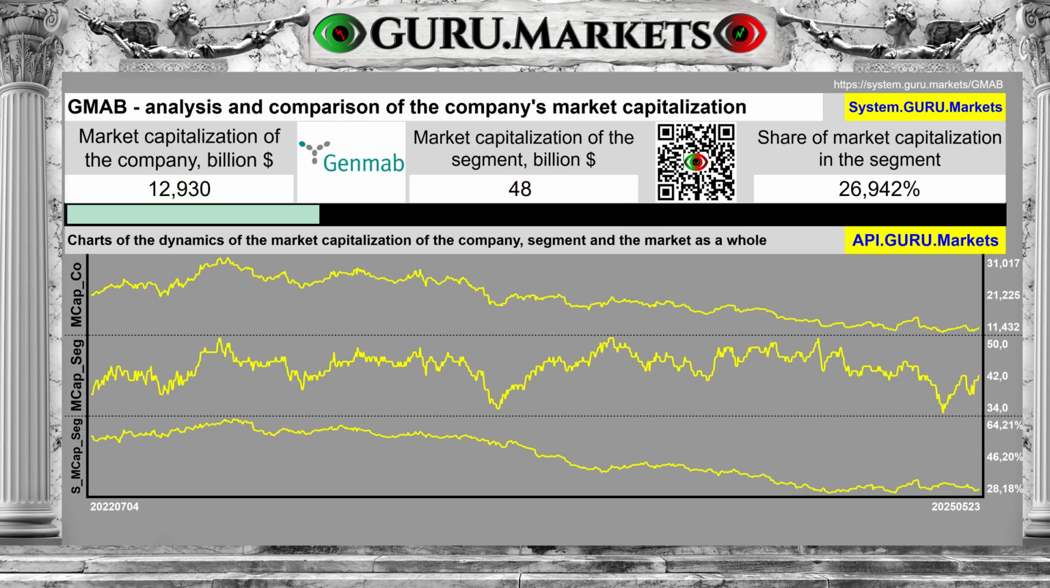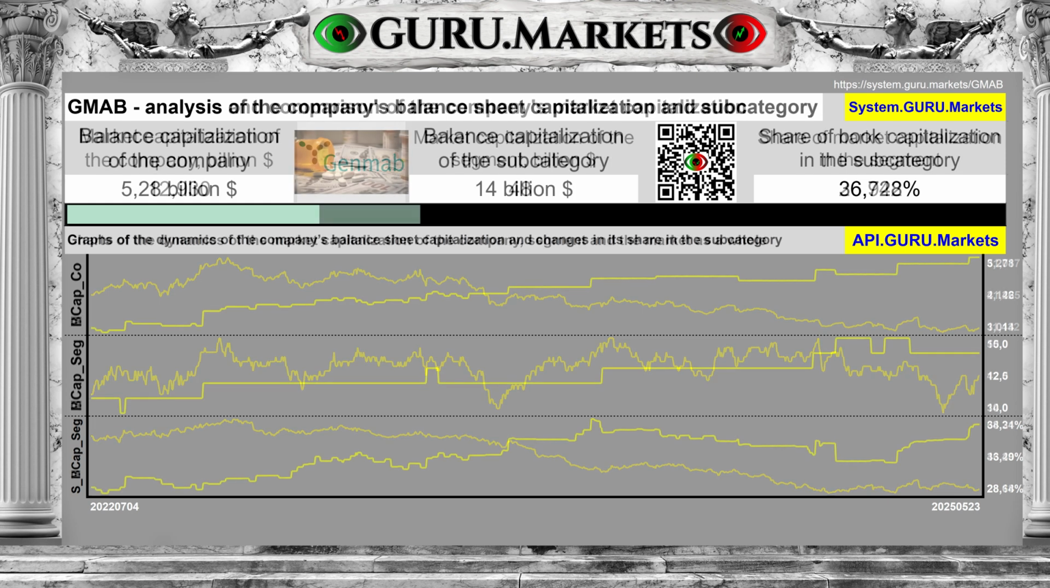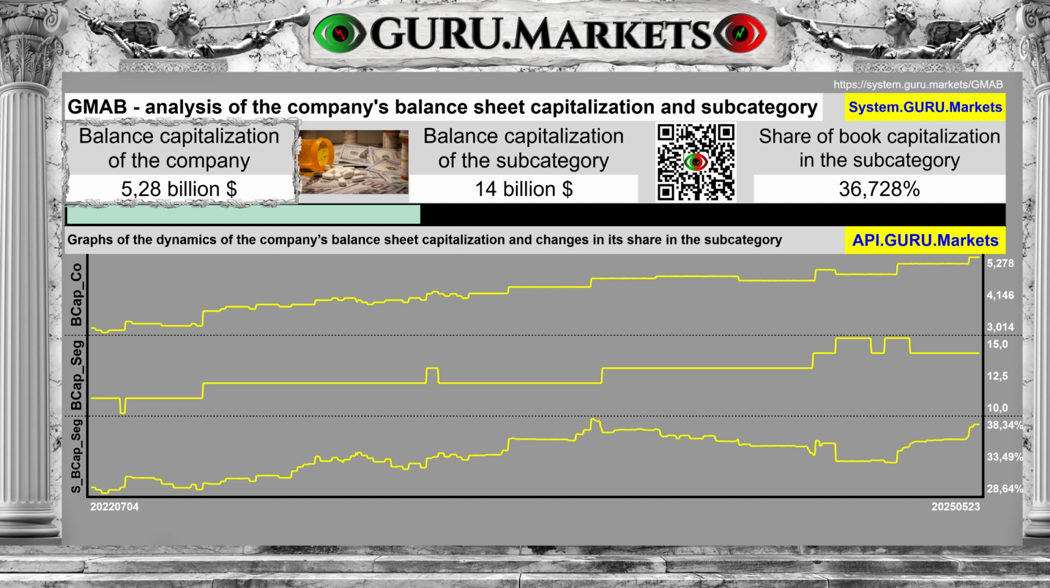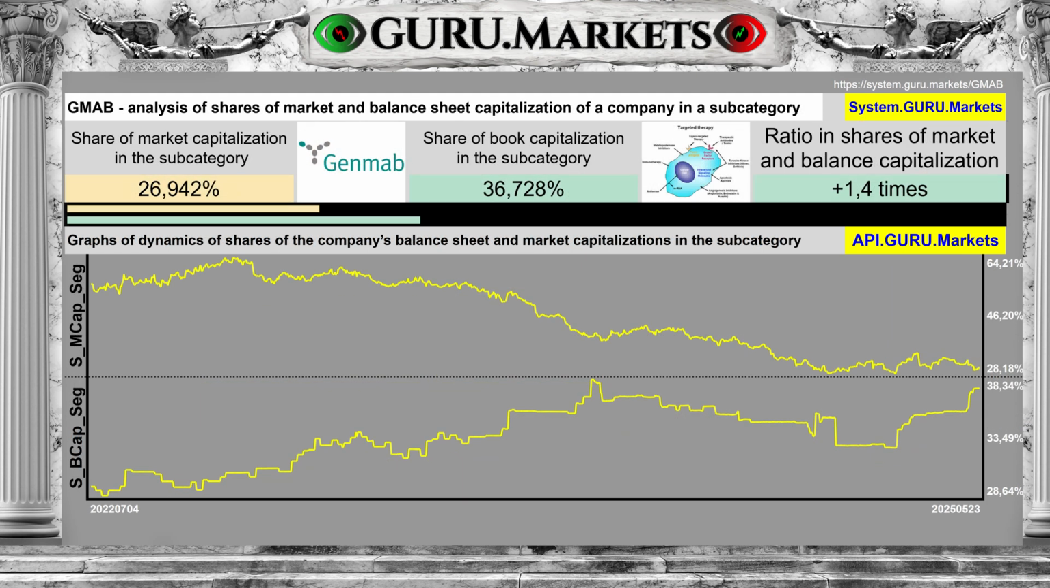Market capitalization of GenMab ADR amounts to $12.93 billion, and the capitalization of the subcategory is $48 billion. GenMab AS accounts for a share of 26.942%. It is one of the leaders in the subcategory. The company's book value is estimated at $5.28 billion, and the book value of the subcategory is $14 billion. GenMab ADR accounts for a share of 36.728%.